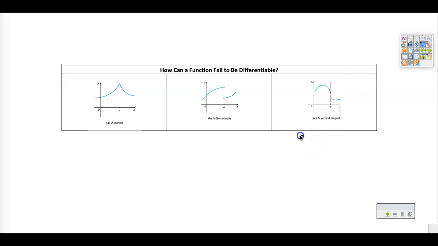A vertical tangent implies that the derivative evaluated at a has a slope that is undefined. And this type of question makes for a good conceptual, theoretical check, right? A graph that has a corner, a graph that has a discontinuity, and a graph that has a vertical tangent is not differentiable at a.